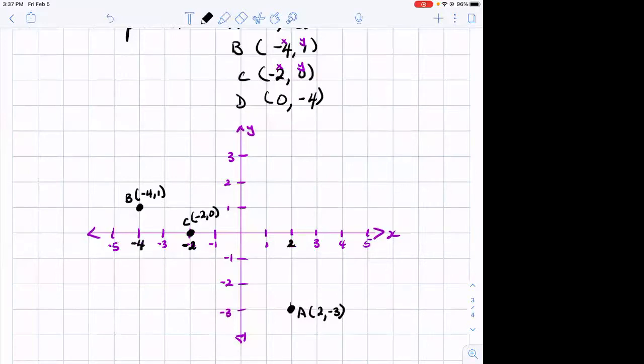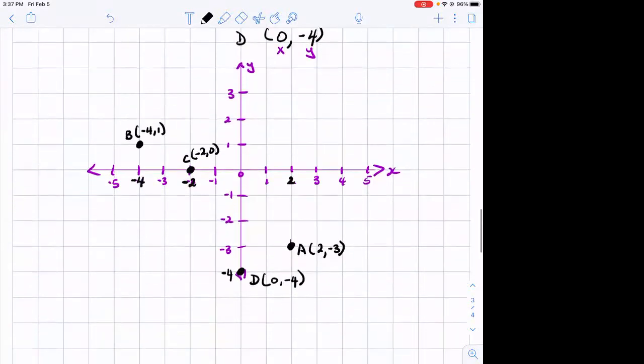Okay. If we look at the point D, this is x and that's y. X is 0, and you will have to remember that the origin is 0, okay? But then we go down 4 units. We go down to minus 4, which is all the way over here, and this will be the point D, which is 0, negative 4. Yeah, that's my point.